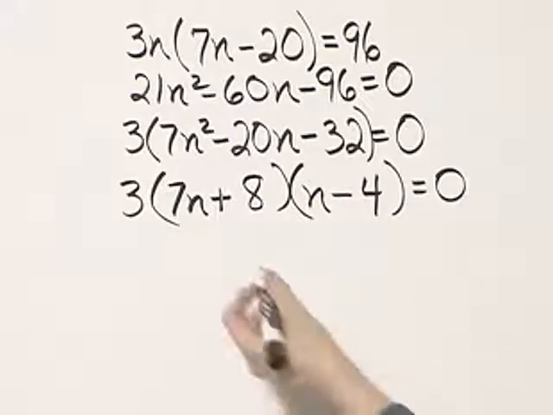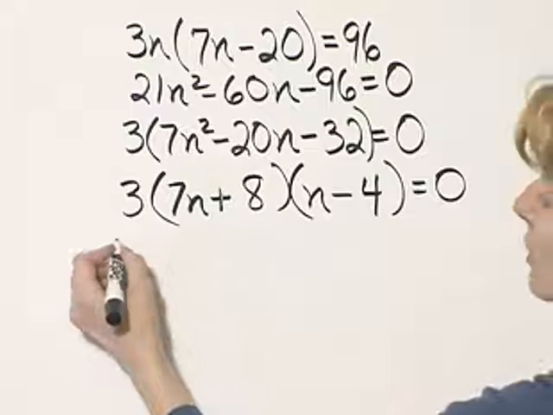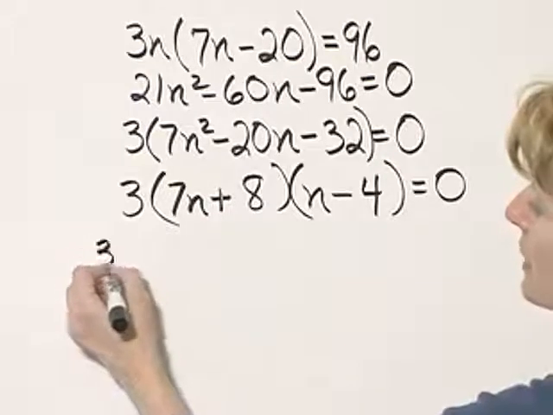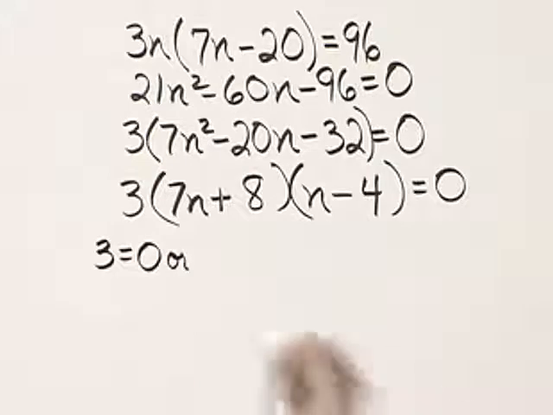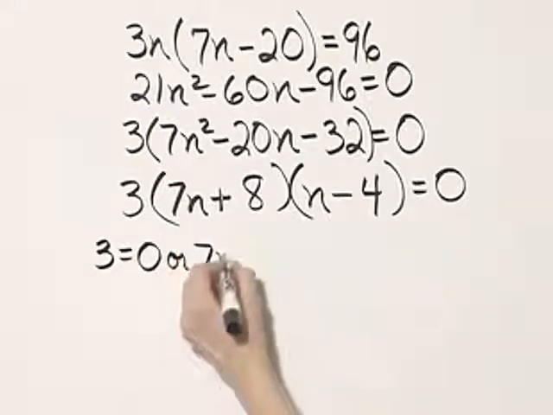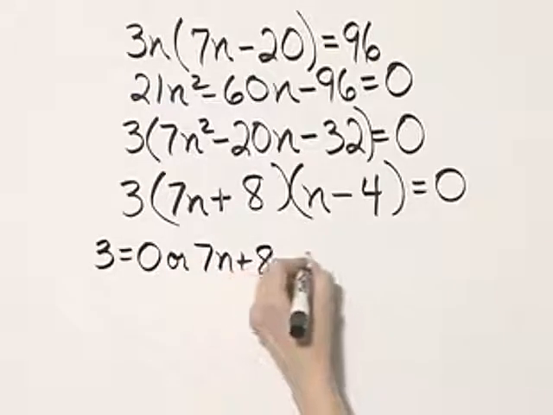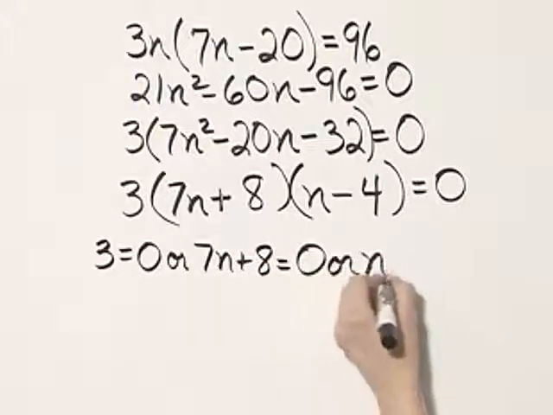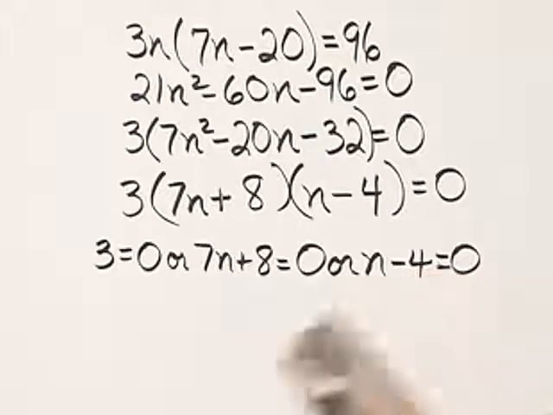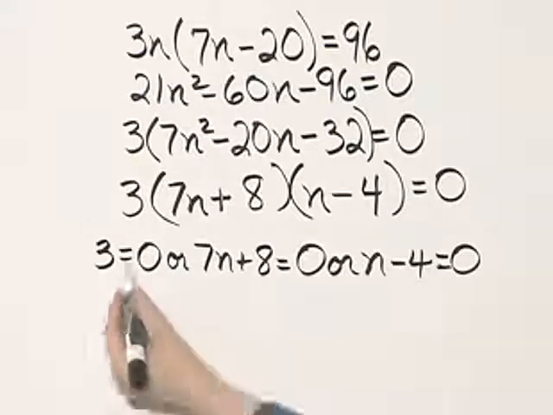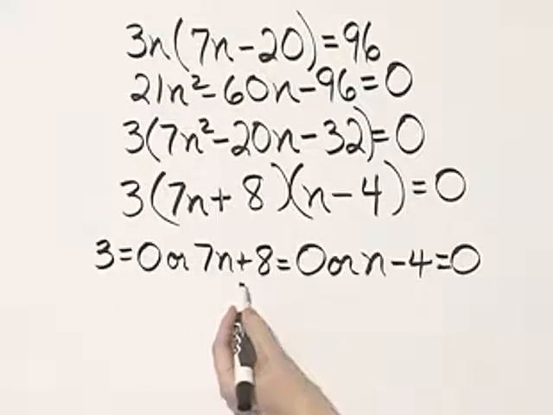Once factored correctly, set each factor equal to 0. I'll go ahead and set the 3 equal to 0, but it will give me no solution. And then I'll have 7n plus 8 equals 0, or n minus 4 equals 0. Now 3 equal to 0, there's no variables there, that's a false statement, so I actually get no solution from this equation. Let's solve this equation.